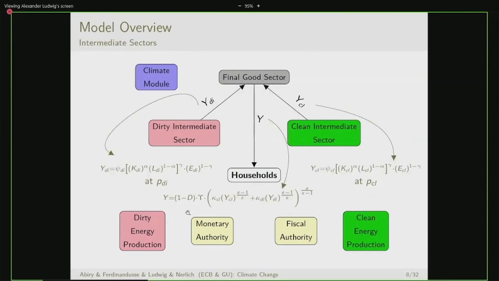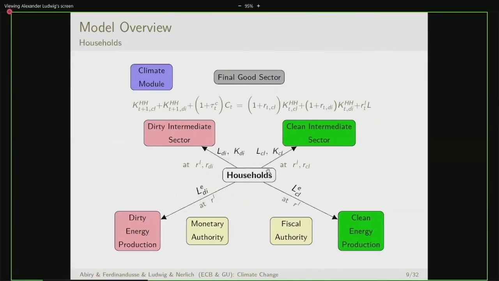The final good here is produced as an imperfect substitution elasticity specification of the clean and dirty intermediate goods, whereby the aggregate damage from the climate module reduces aggregate output. So here's the climate externality. And the intermediate goods are themselves produced with double nested Cobb-Douglas production, using capital and labor as well as energy in the respective sector. And those are sold at prices, dirty and clean prices, to the final goods producers.